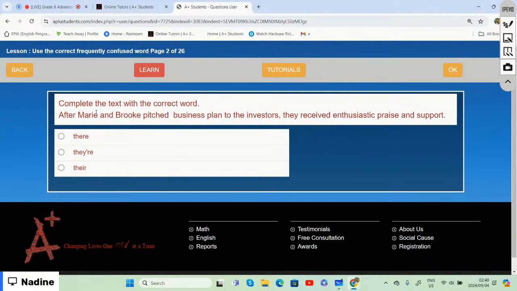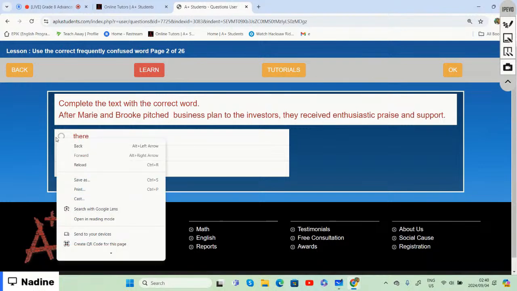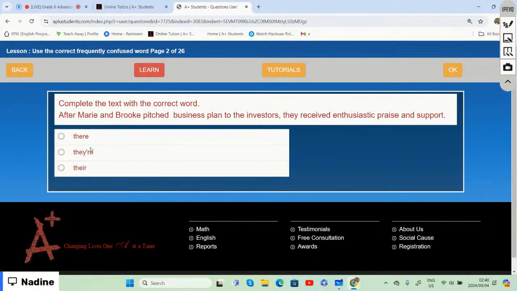The next one says, after Mary and Brooke pitched, do we say they, option one, their, option two, or they're, option three, business plan to the investors, they received enthusiastic praise and support. We need to choose the correct word. Is it option one, option two, or option three? We need to choose the correct option within that sentence.